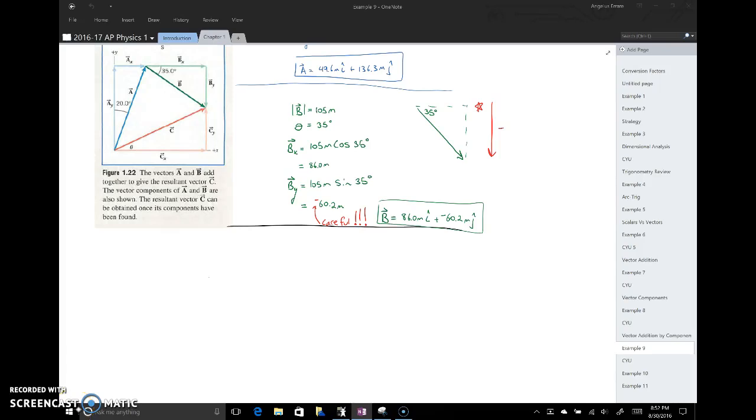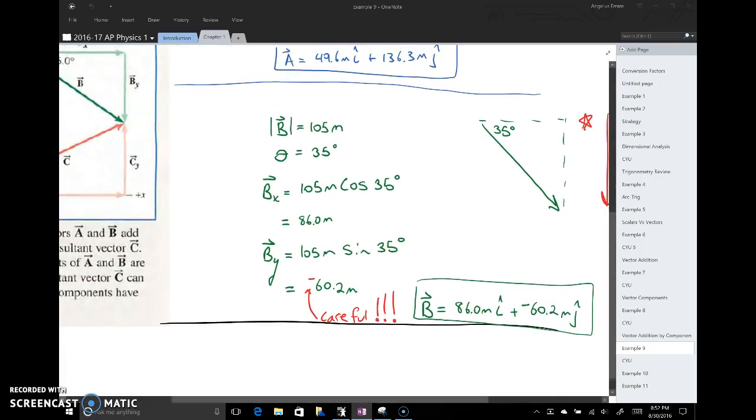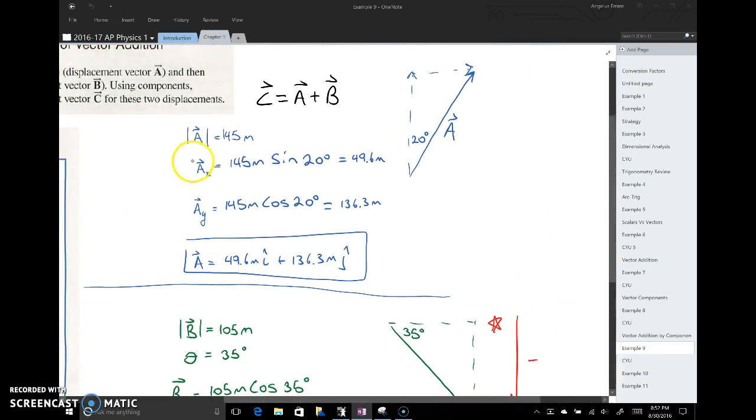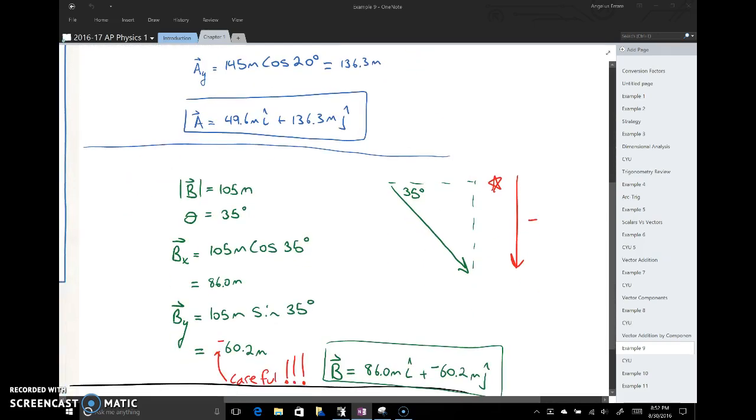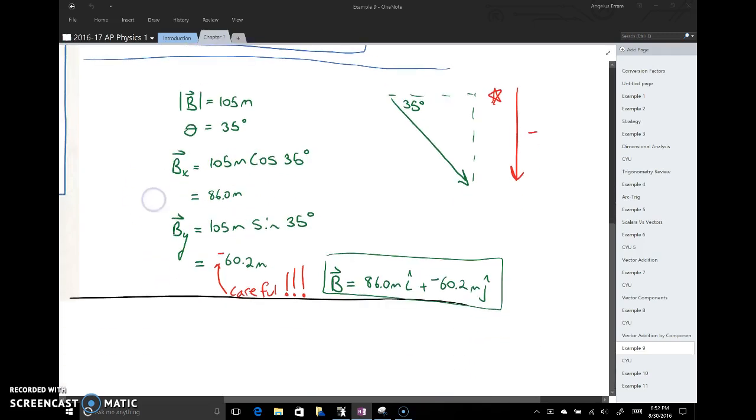Okay, so I finished doing the calculations for the x and y components. This is what we got, and here it's written out in unit vector notation. And then the calculations for the x and y components for B. Now, one thing we have to be really careful of is sign.